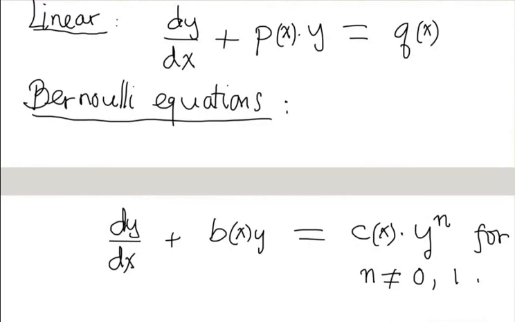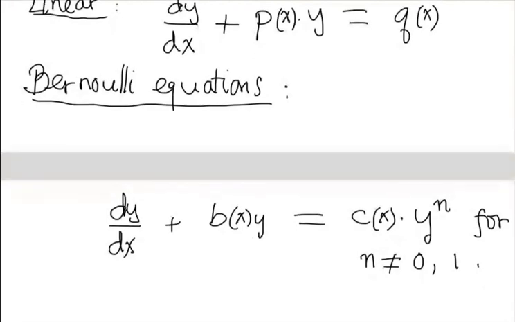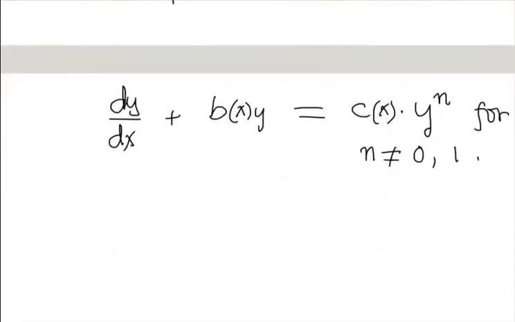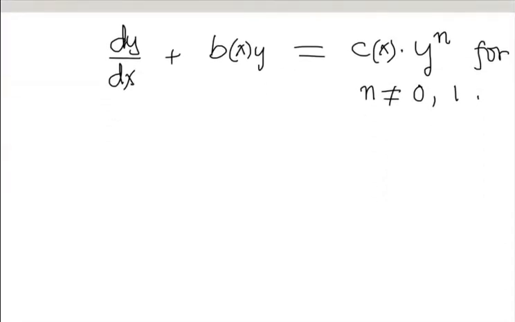and we need to use a different method. The condition that n is different from 0 is to make sure that we do have y to the n. Otherwise, y to the 0 would be just 1. And n shouldn't be 1, because if n were 1, then we just have c(x) times y, which we can combine with b(x) times y here. So how do we solve such a differential equation?